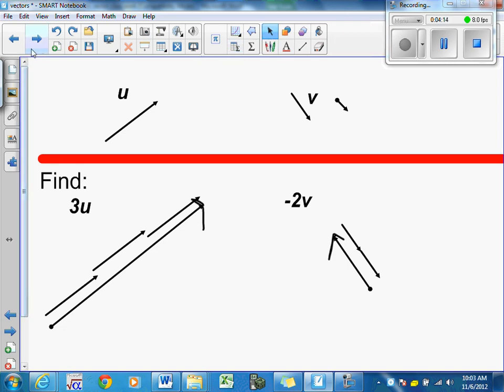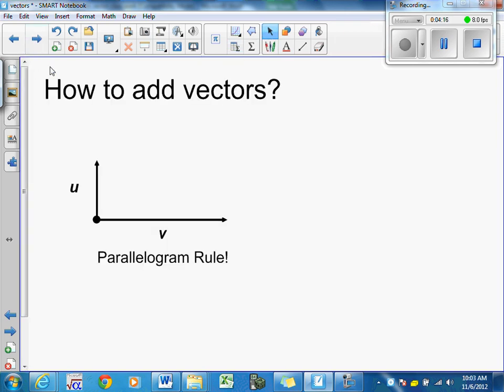Now, let's talk about how we can add vectors. If I have two vectors that are acting on this object, and vector u is pushing it straight up, vector v is pushing it to the right, you can see vector v is much longer. You can probably guess that if these are ropes pulling on this object, it's going to go somewhere in the diagonal direction, right? Well, the way we can find this is by what's called the parallelogram rule.